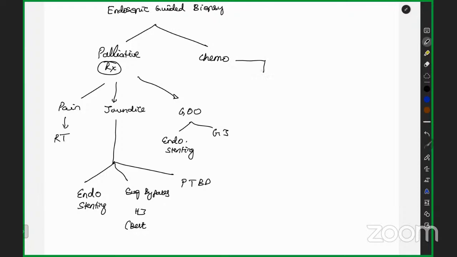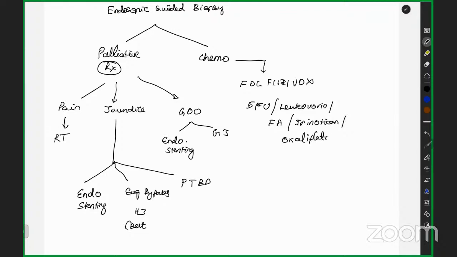And now coming towards chemotherapy, what is the regimen followed? FOLFIRINOX. What is this FOLFIRINOX? You're going to give 5-fluorouracil, leucovorin, which is folinic acid, then irinotecan, and finally oxaliplatin. This is the regimen that is followed in CA pancreas. Okay, this is the regimen that is followed in CA pancreas.